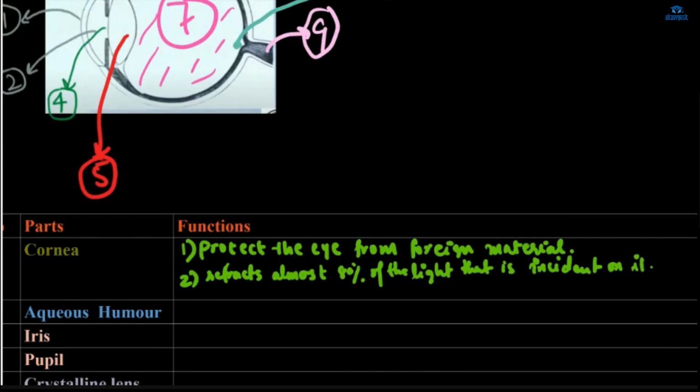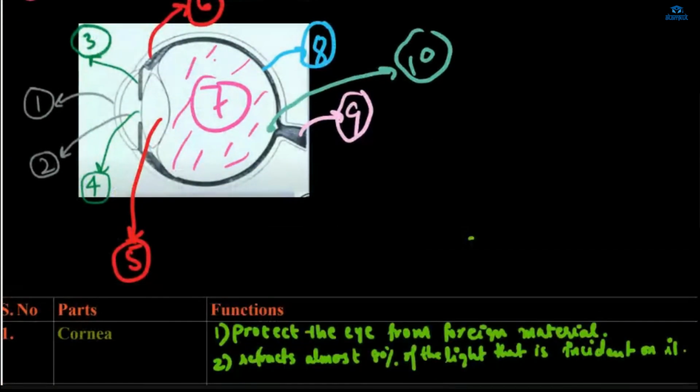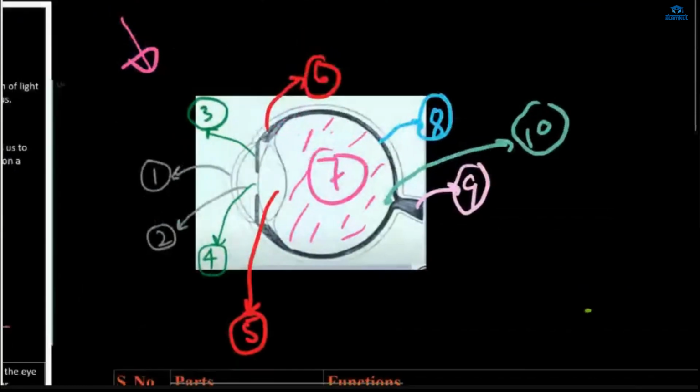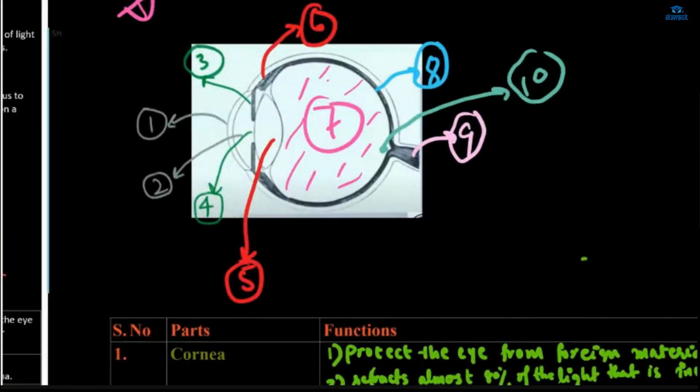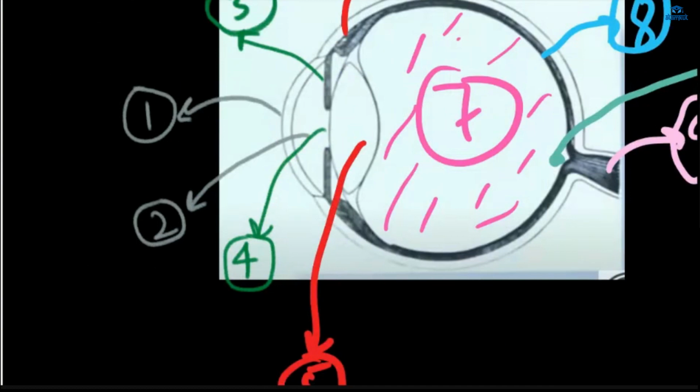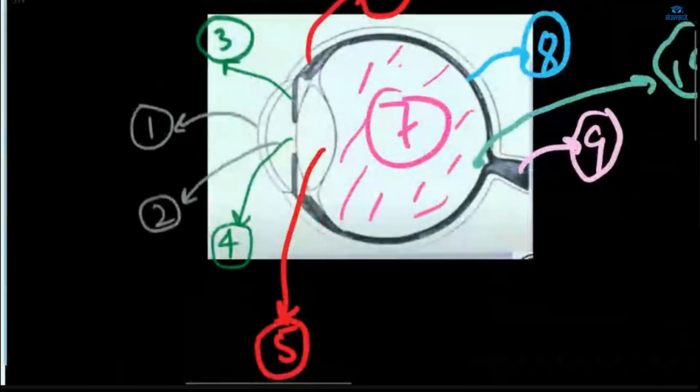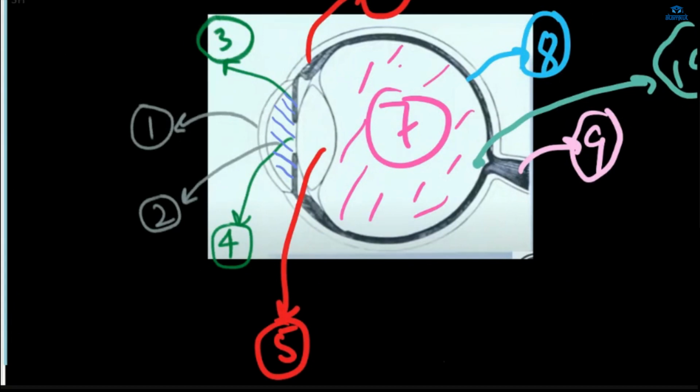Fine. Now the second part comes: the aqueous humor. What is the second part? Aqueous humor. Where is it? It's here. This is the aqueous humor. And what does it do?